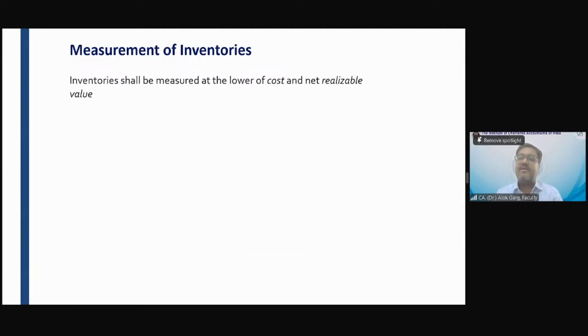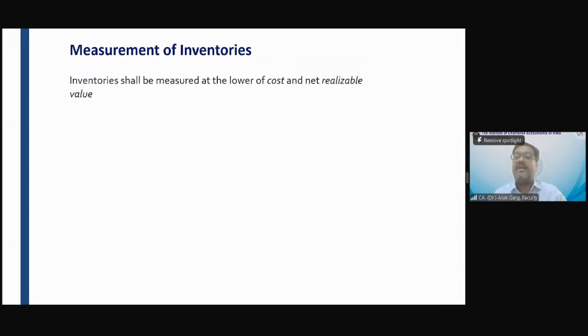Measurement, friends: the inventory standard is pretty simple, just like the accounting standard. Inventories shall be measured at lower of cost and net realizable value. Cost is your cost of production, cost of purchase, cost of conversion. So whatever is your cost, for example, the cost of inventory is 100 per unit, and net realizable value.